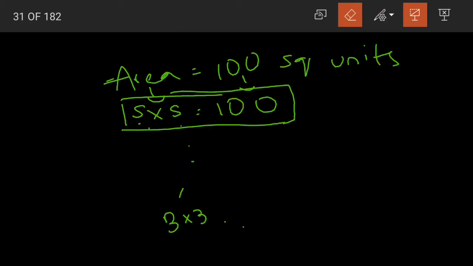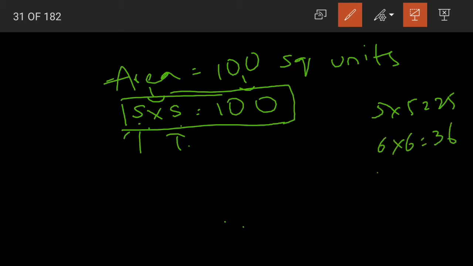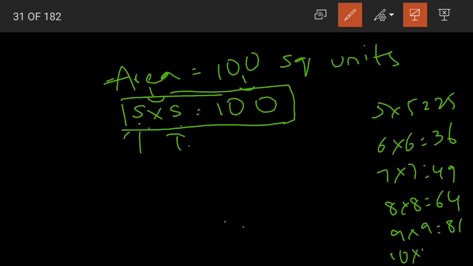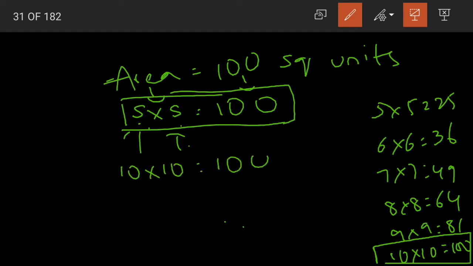Now upon multiplying, which two numbers will we get our 100? That means we have to multiply the same number twice. If we take 5 into 5, we have 25. 6 into 6 is 36. 7 into 7, 49. 8 into 8, 64. 9 into 9, 81. And 10 into 10 is equal to 100. So this will be our number. What is it? 10 into 10 is equal to 100.